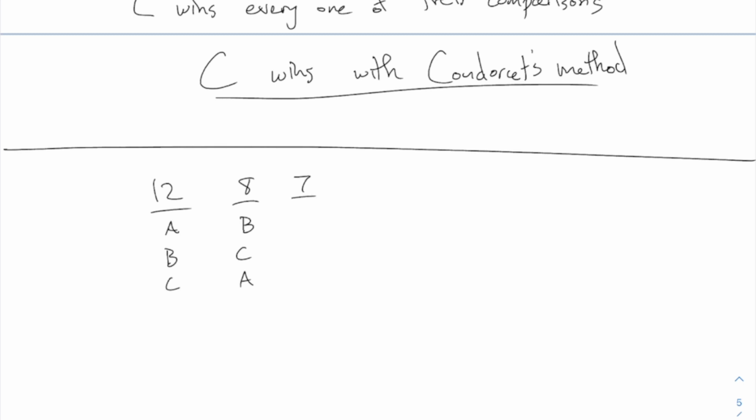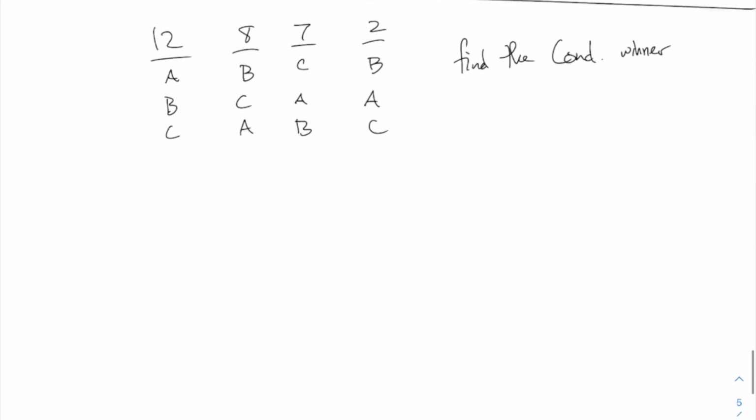I'm going to have you write this down on your paper and see if you can work this out. I'm going to walk around and see how you're doing. All right. Find the Condorcet winner. In this case, there are only 3 candidates, and so you only have to do 3 comparisons. There's A versus B, there's A versus C, and there's B versus C, right?